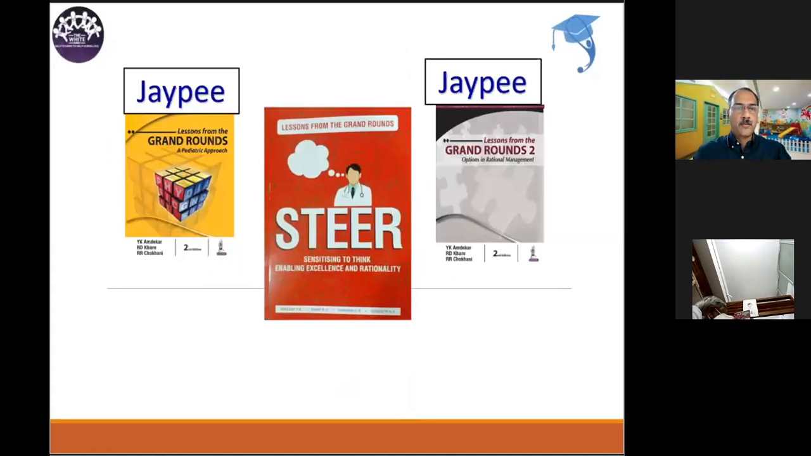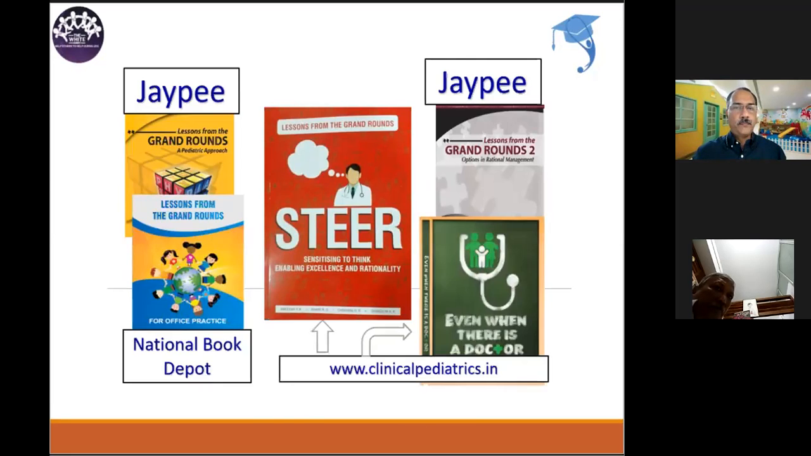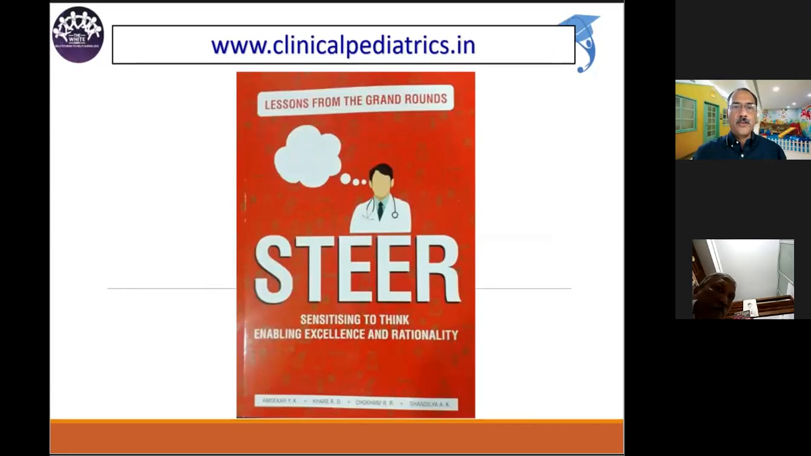So these are some of the books which are available. I have no commercial interest, and I'm sure neither of the four people whom I have shown earlier have any interest. It's just that this content is not available online, and it's good to read these books not only for exams but even for your practice time as well. This is the book I was talking about, the STEER program, where the focus is on learning how to analyze a case clinically, and do rational investigation and management.